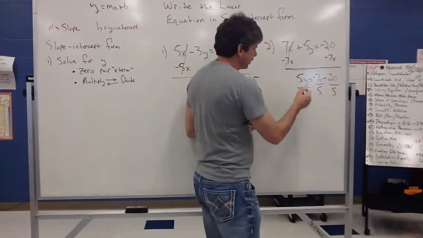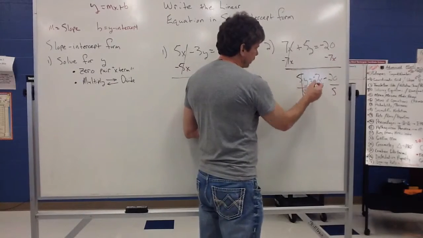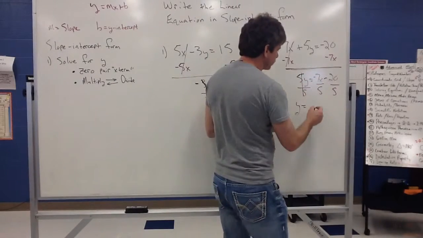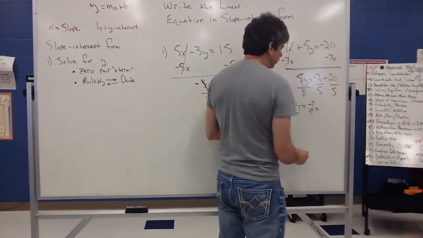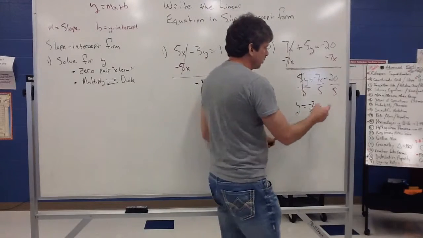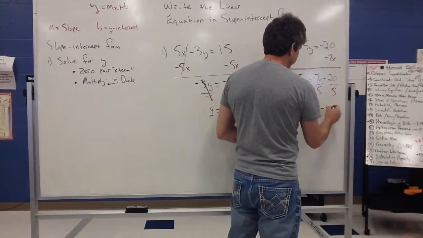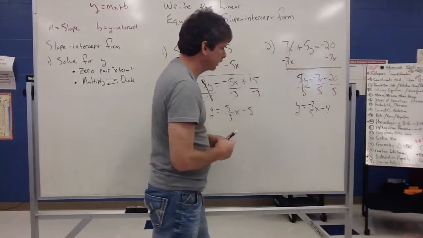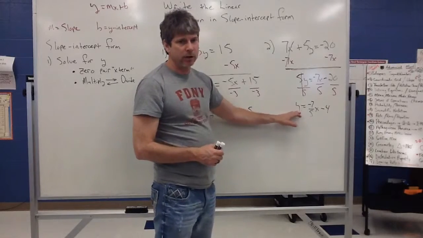So again, the 5's are going to divide out. I have my y there by itself. I really can't do anything with this, so we just write this as negative 7/5, and I slide that x out to the side there. So I just write that as negative 7/5 x. But I can divide 5 into negative 20, and that would make that a negative 4. So I have y equals negative 7/5 x minus 4, and that would be our slope-intercept form.